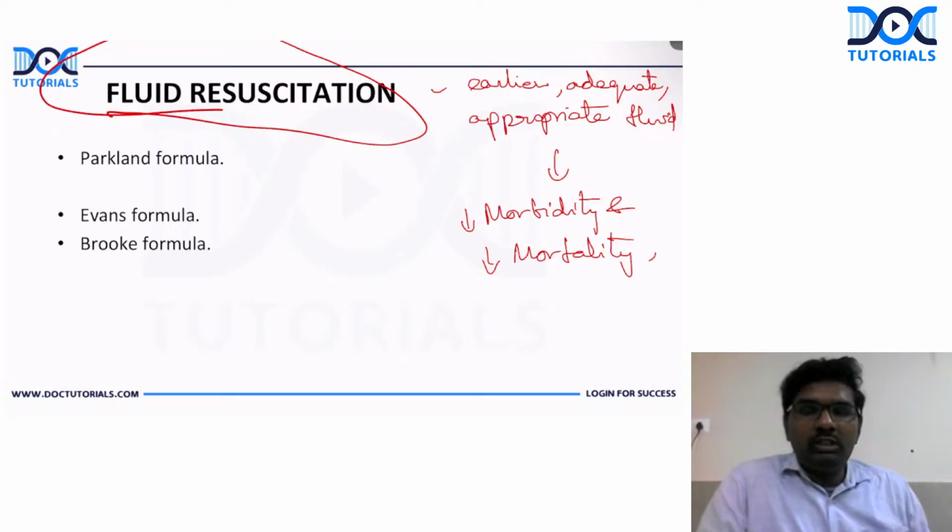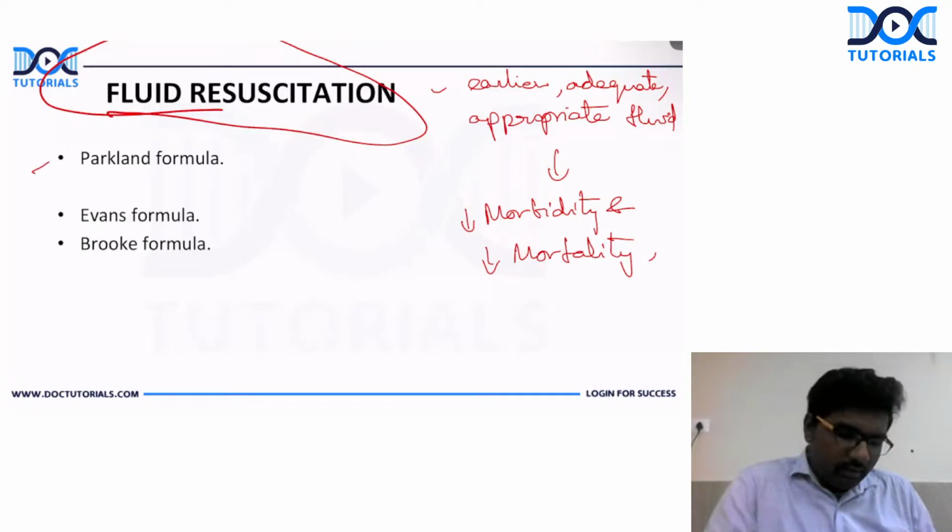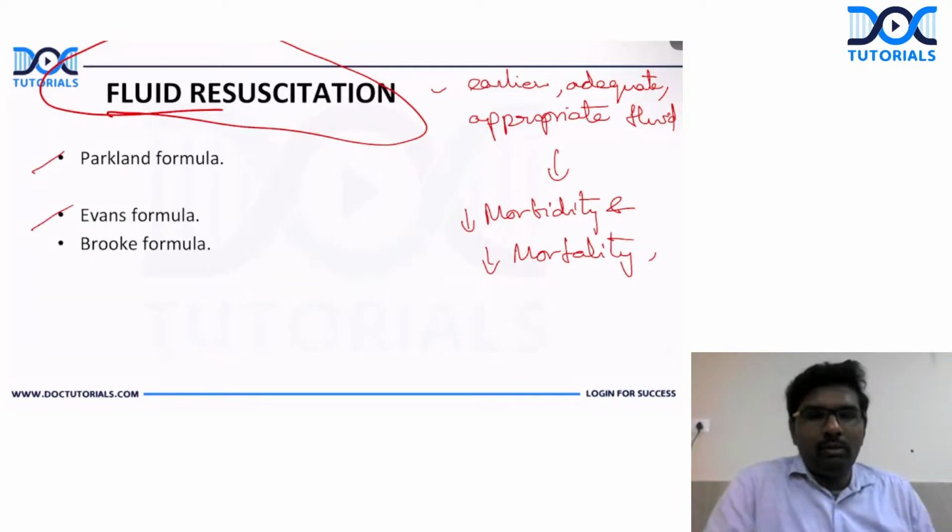So how much fluid should be resuscitated? It should be given as either a crystalloid or colloid. What is the volume that is to be given? This is determined by either the Parkland formula, the Evans formula or the Brooke formula. These are the commonly used, and of these three, the most commonly used is Parkland's formula.